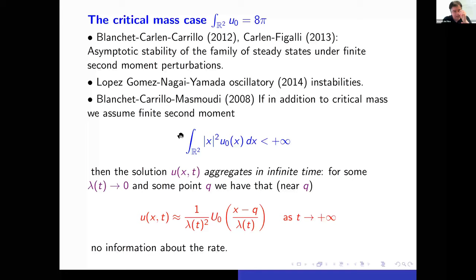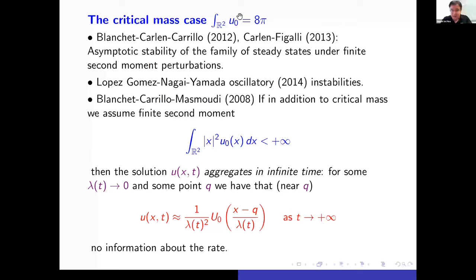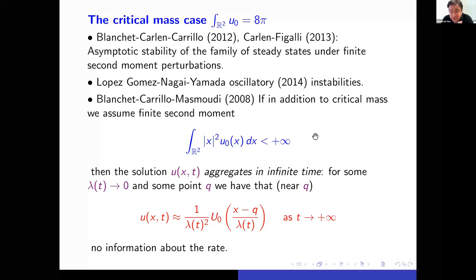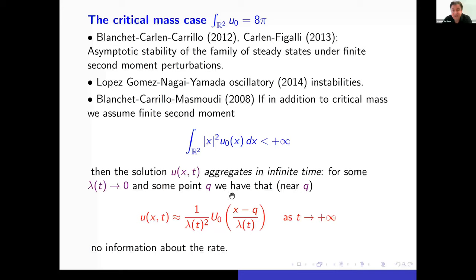And then let me mention this result, which is connected with what I would like to tell you, which is this work by Blanchet, Carrillo, and Masmoudi, 2008. They proved the following. They proved that if, in addition to having the critical mass, so 8 pi, we assume finite second moment, of course this condition excludes the steady states, then it turns out that the solution, as time goes to infinity, cannot remain bounded. Yeah? In fact, it aggregates in infinite time, in the sense that what you will see is a profile of this form. Say, this will look like a steady state sharply scaled by a parameter lambda of t that goes to zero. So what that means is that u, in fact, goes to a Dirac delta as time goes to infinity, 8 pi times a Dirac delta. Yeah? They found no information about the blow-up rate.